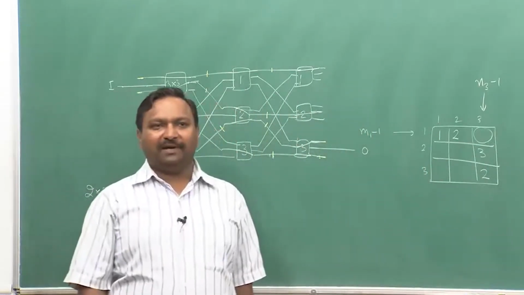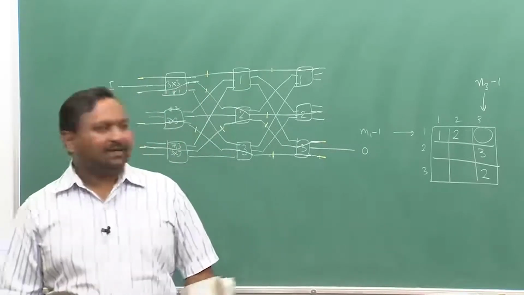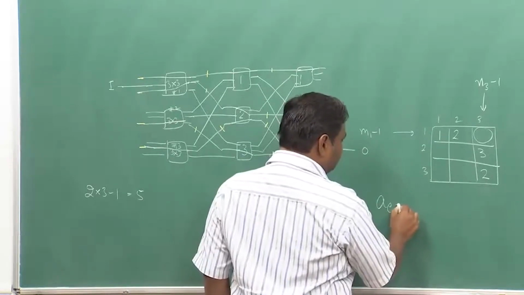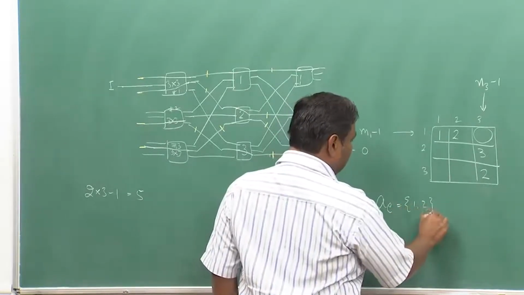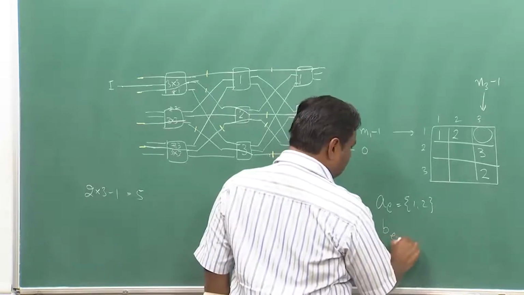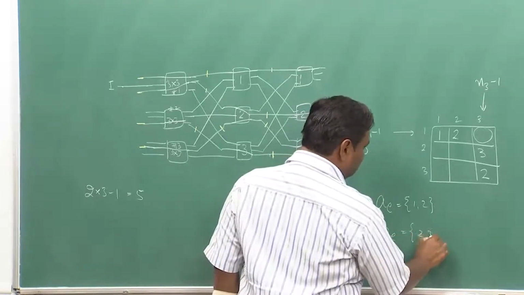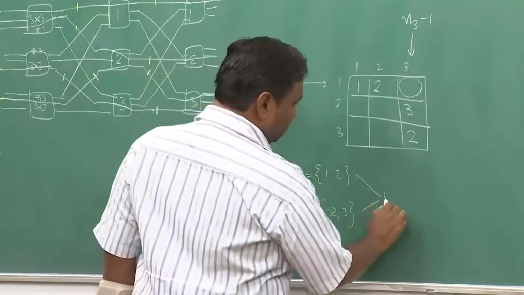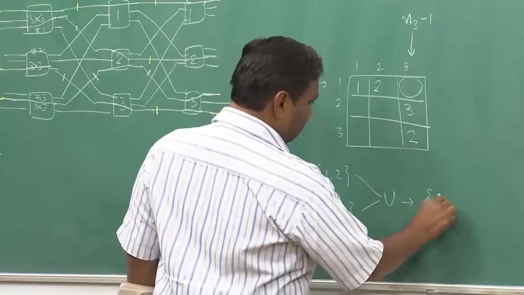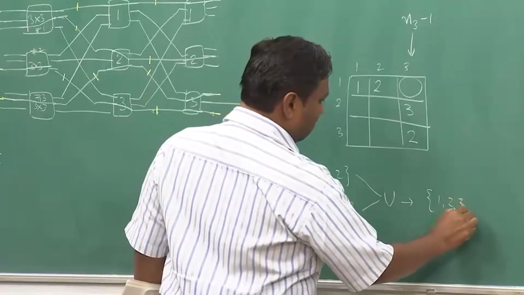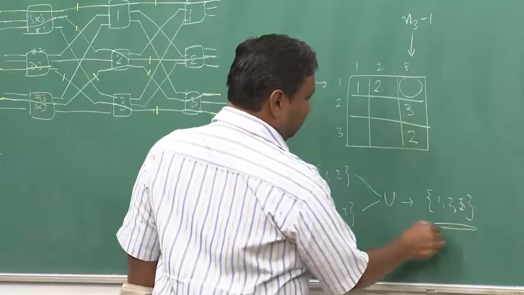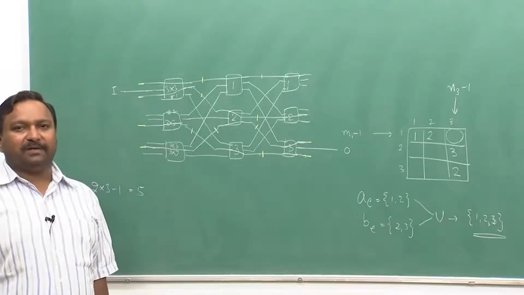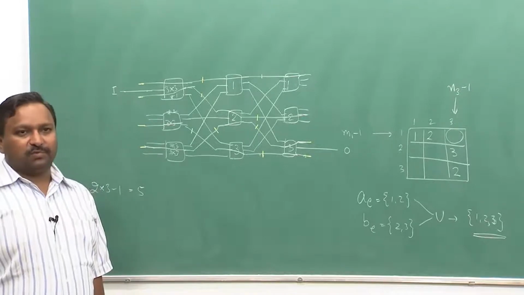So, do I have a free element? I have only 3 elements, 1, 2 and 3. So, union of this, which is your AE, is in this case 1 and 2, BE is in this case 2 and 3. So, union of these two will give me 1, 2 and 3. I do not have any free element to put, so connection cannot be set up, it is a blocking switch.